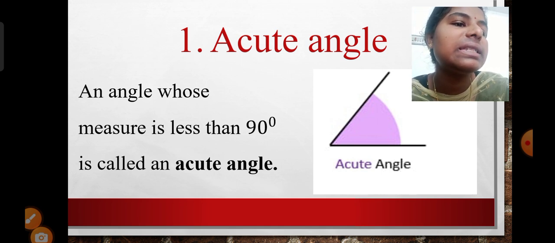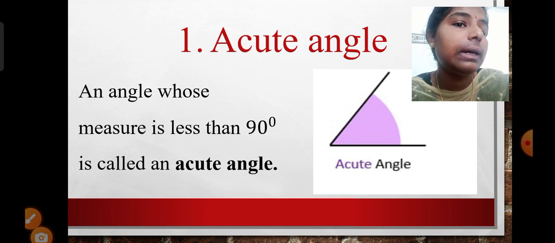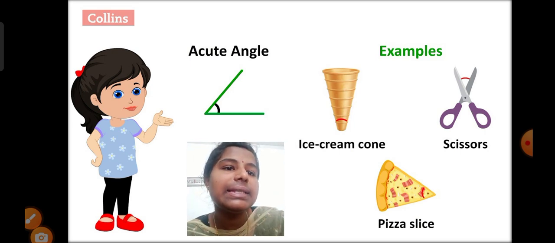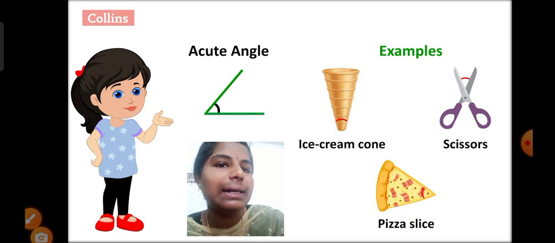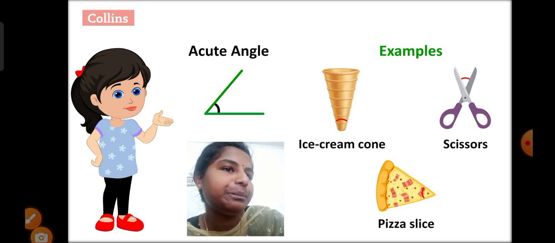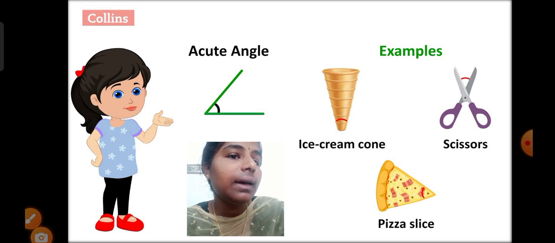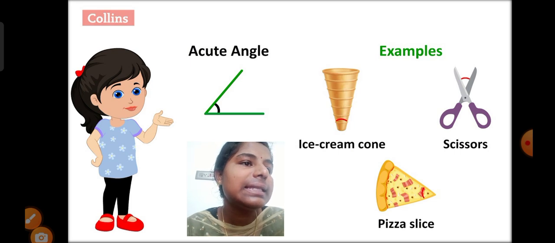In this picture, the measure is less than 90 degrees. Some examples I have given. See the first picture, that is the acute angle. Take the example of an ice cream cone. If we hold the cone, what angle will it be? An acute angle, less than 90 degrees. Then scissors.